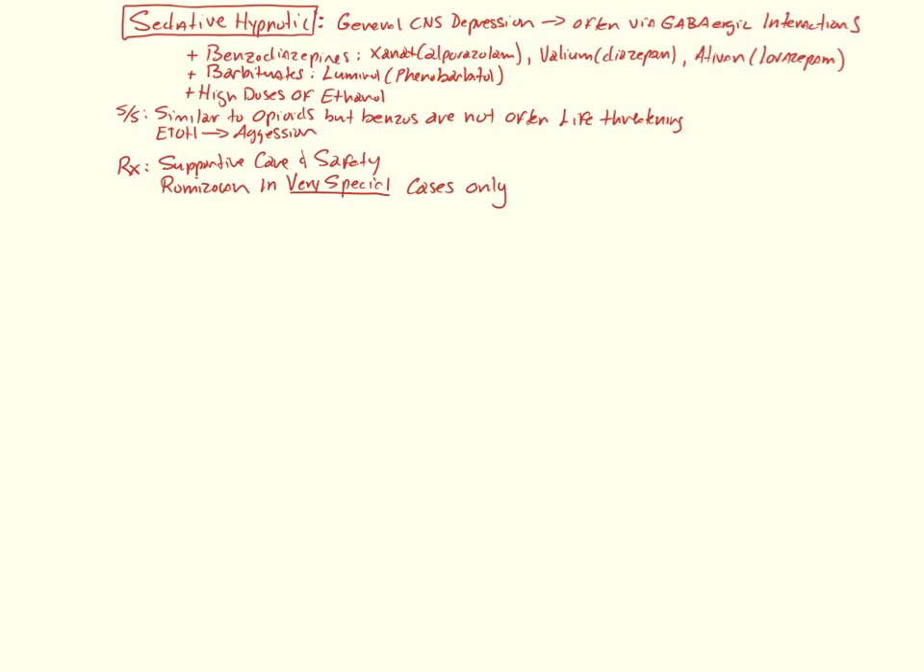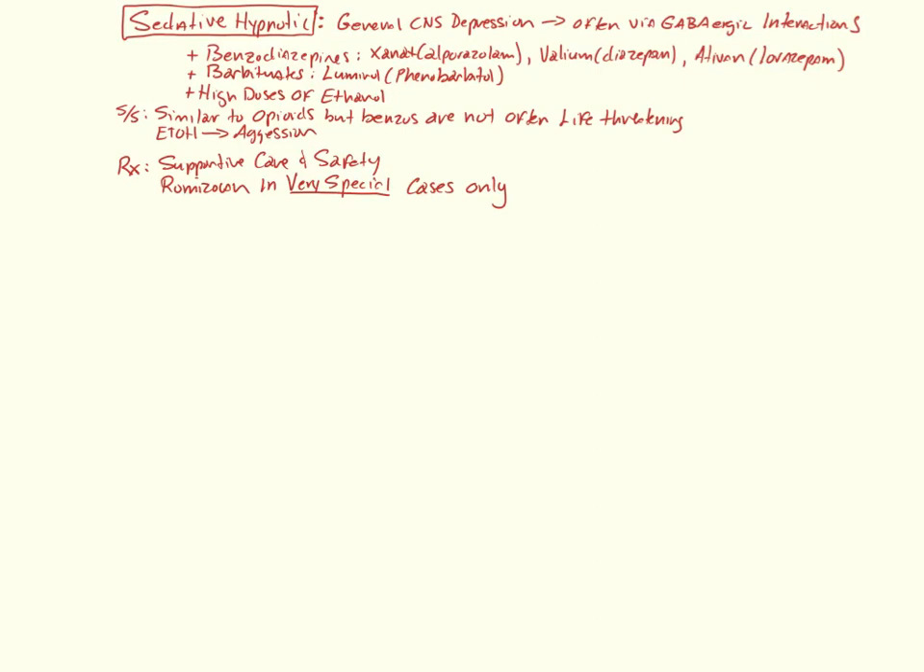So benzos, and then the barbiturates as well. These tend to be a bit more rare because we don't see them as much, but phenobarbital is a classic example of a barbiturate. Barbiturates tend to be fairly significant when compared to benzos, because barbiturates at higher doses have a direct effect on the GABA receptor, whereas the benzos tend to be more allosteric in their mechanism. How do these patients present? Pretty similar to opioids. It may be very difficult to differentiate these from opioids, actually. But remember, with the benzos, they often tend not to be quite as bad as a significant opioid overdose. They can be, but not necessarily.